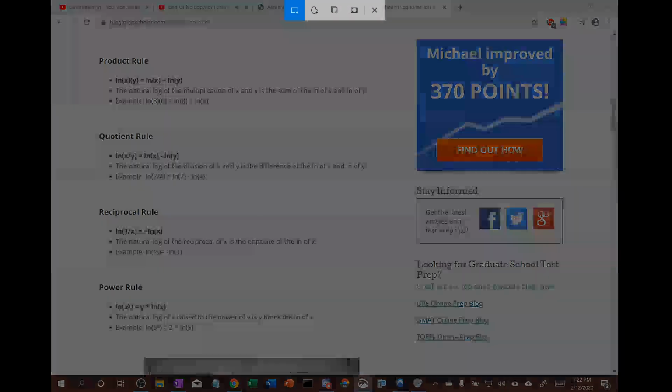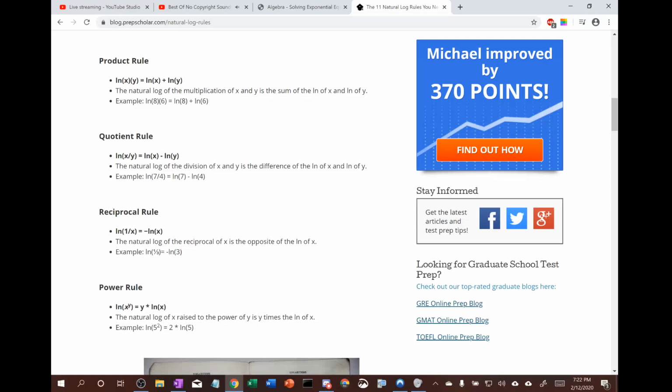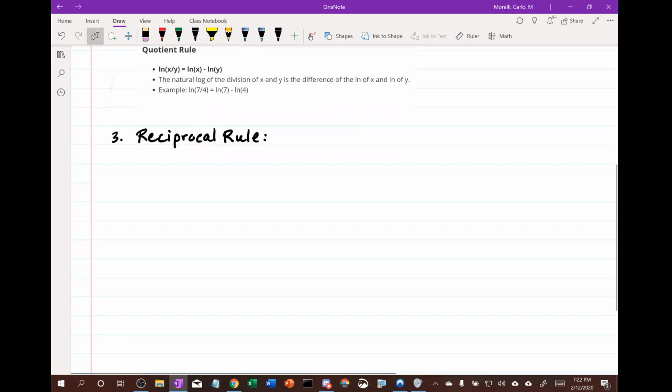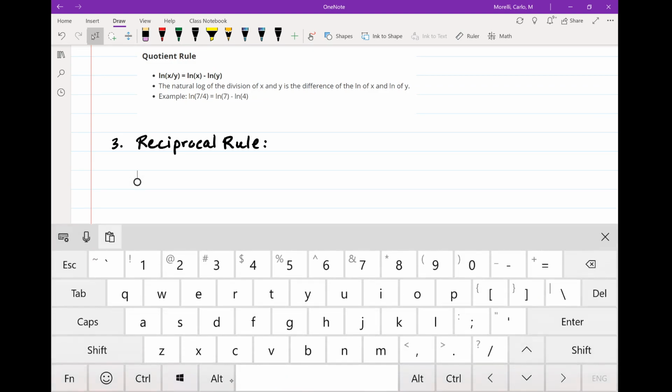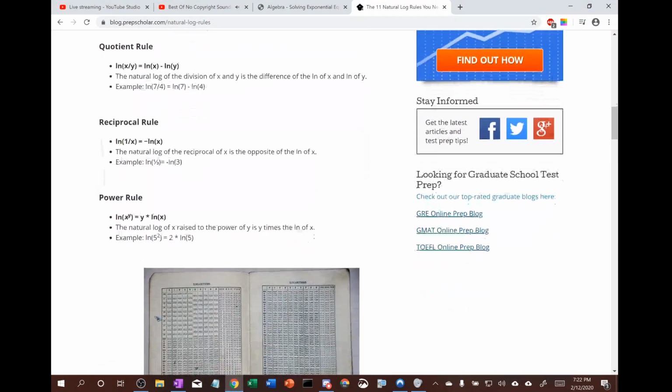Okay, next up is the reciprocal rule. Okay, and this should be the fourth key rule, the power rule.